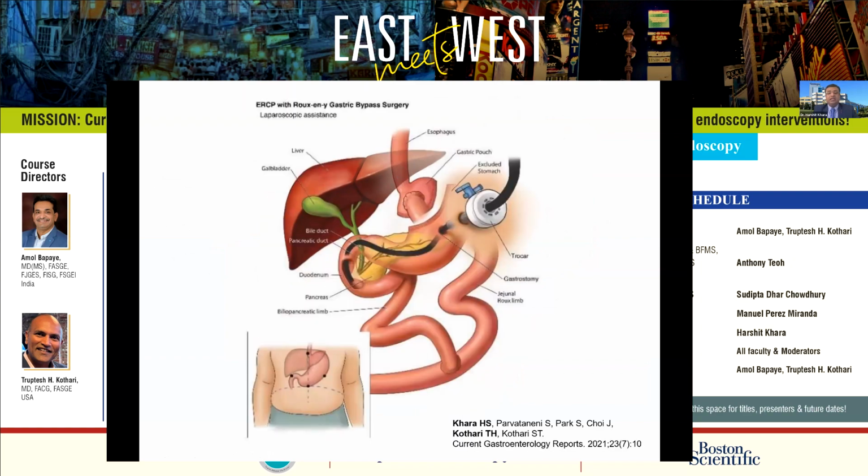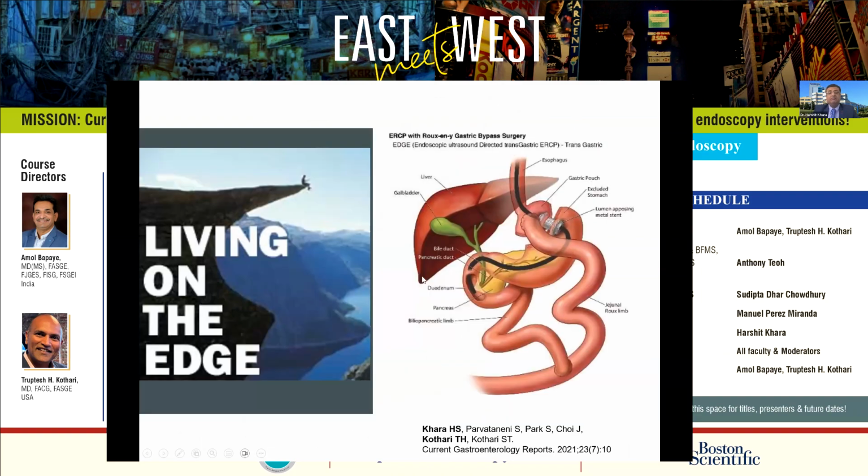To bypass this challenge, we had the lap-assisted access, where we would need the help of our surgical colleagues to get lap access into the remnant stomach and do ERCPs. And the benefit of that is that we would be able to get access to the papilla with standard devices.